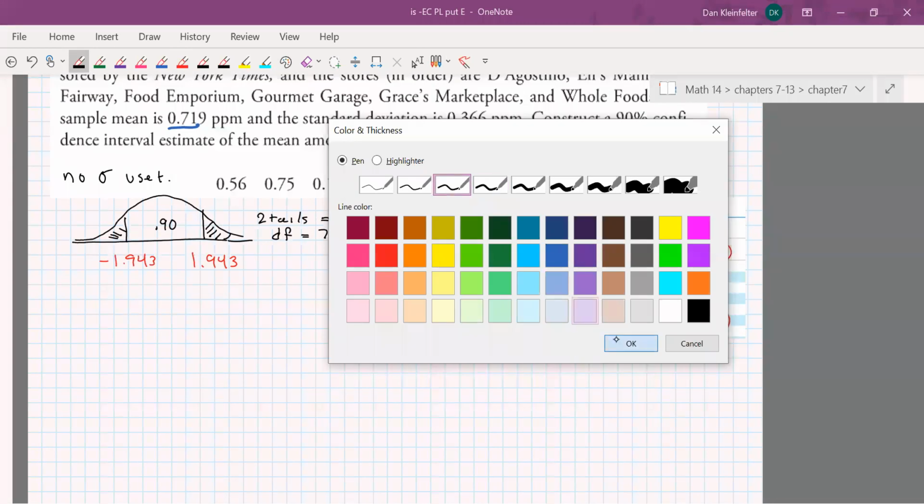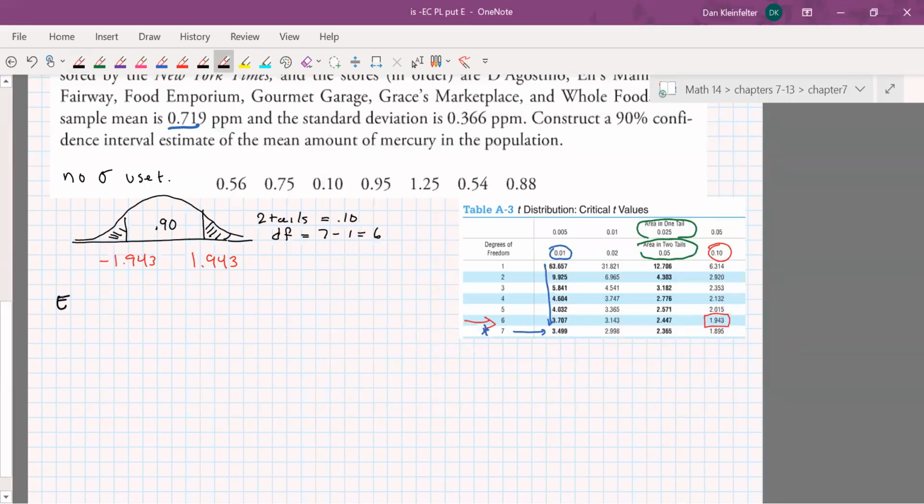So then for our margin of error, it's T alpha over 2 times S over root n. Our T alpha over 2 was 1.943. Our standard deviation, we're told, is 0.366. And then square root of n. Here, be careful, we're not using the degrees of freedom here, we're using the actual n, which is 7. Okay, so let's calculate. So 0.102.